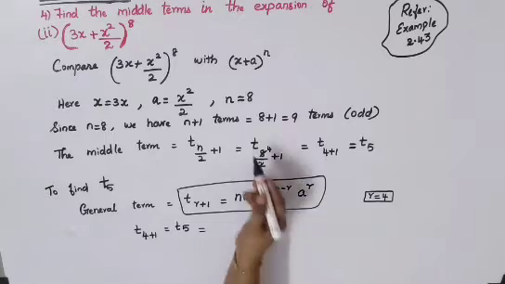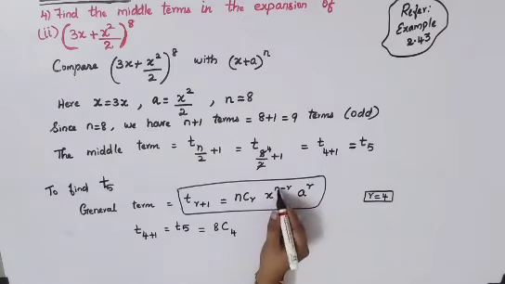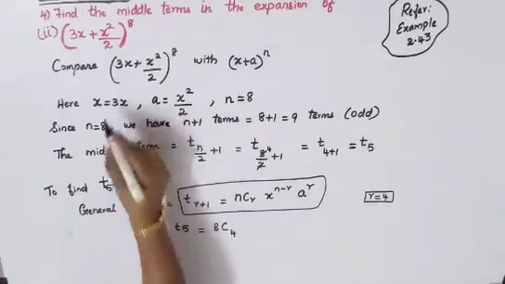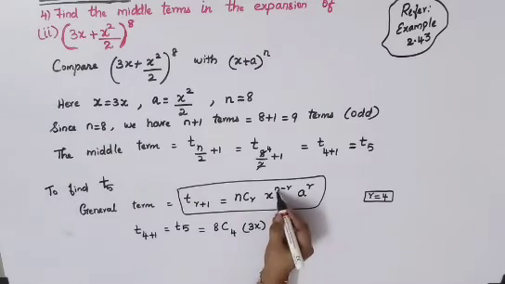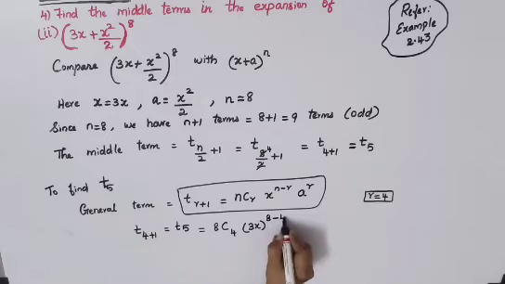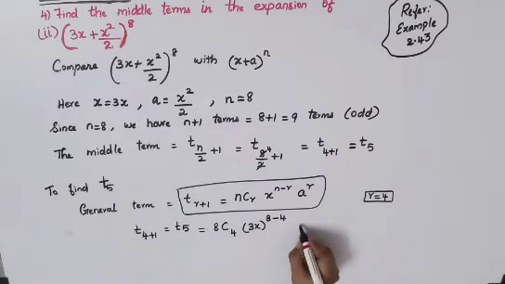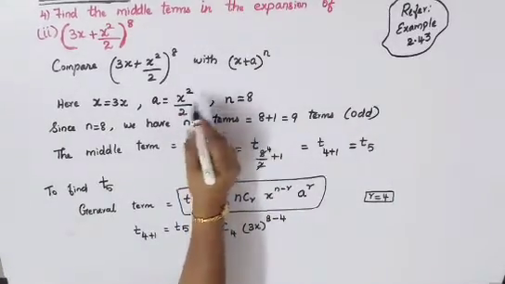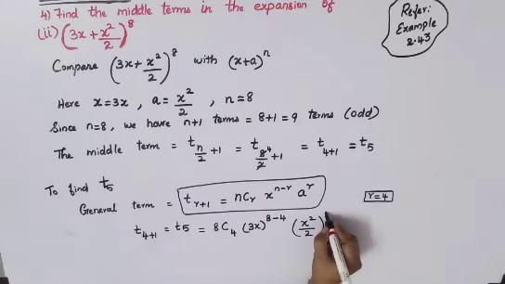nCr. So n is 8, nCr is 8C4 into x power (n minus r). So x is here 3x, so (3x) power (n minus r). n is 8, minus r is 4. Otherwise you can subtract this, 8 minus 4. Into a is nothing but x square divided by 2, the whole power, r is again 4.